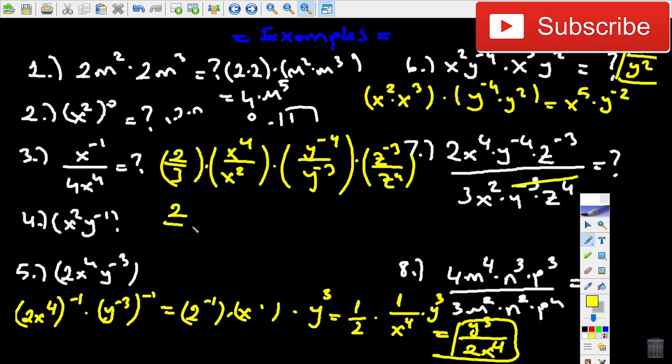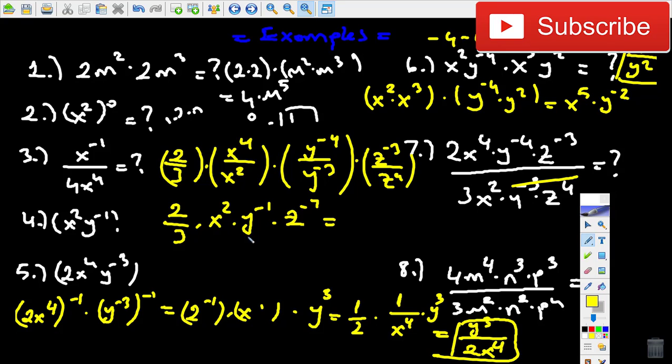So 2/3 times, again we're going to apply the quotient rule. Whenever we see division, that implies subtraction. So 4 minus 2 is 2, so it's going to be x squared times, again we're going to apply the quotient rule. Negative 4 minus negative 3, so there are 2 negative signs that become positive, so negative 4 plus 3, it's going to be negative 1, so basically y to the power of negative 1 times, right here, negative 3 minus 4, it's going to be equal to negative 7, so z to the power of negative 7.